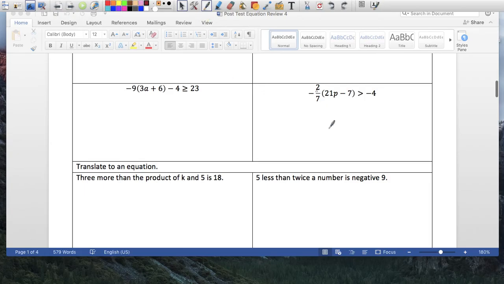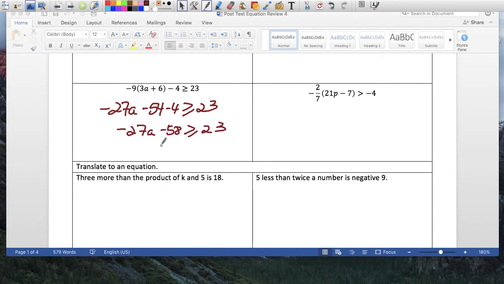So again, this is all fluency, right? Negative 27a minus 54 minus 4 greater than or equal to 23. Negative 27a minus 58 greater than or equal to 23. Now we can do plus 58. These two go bye-bye. I got negative 27a is greater than or equal to 81.